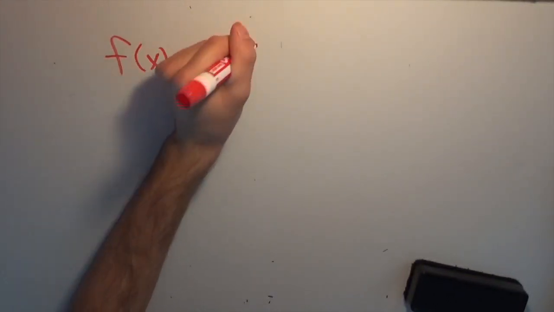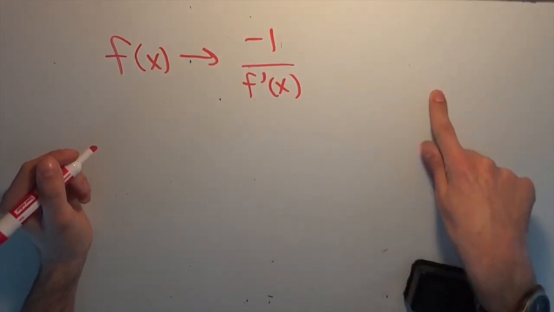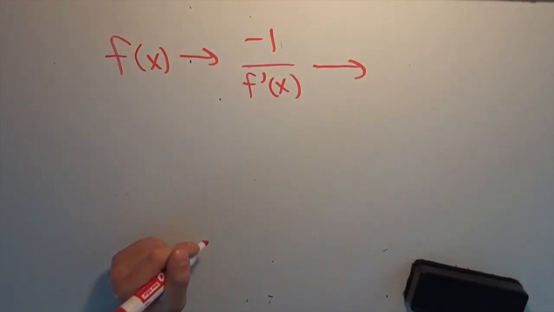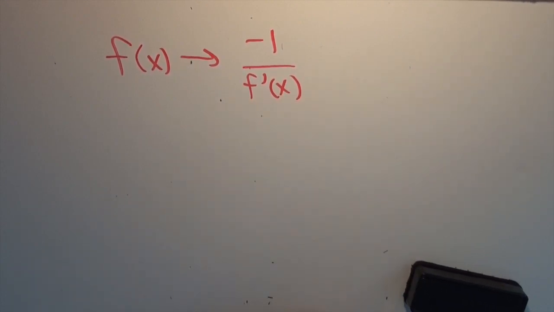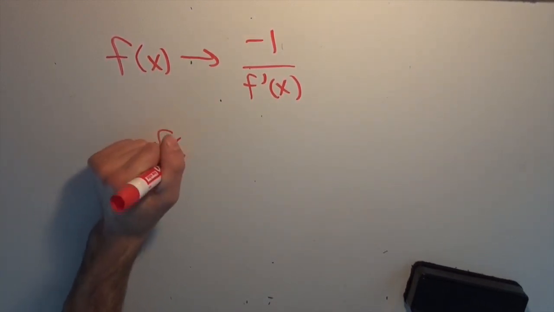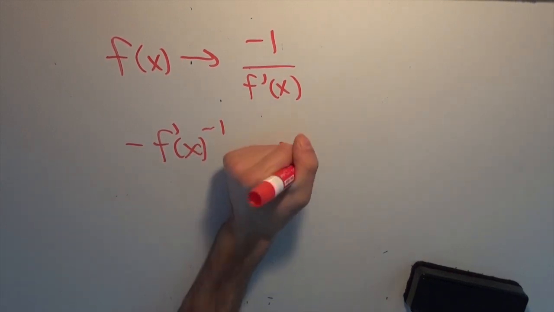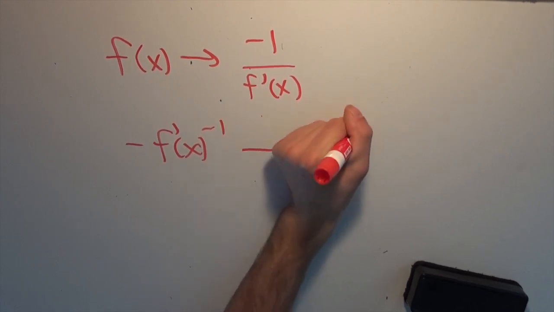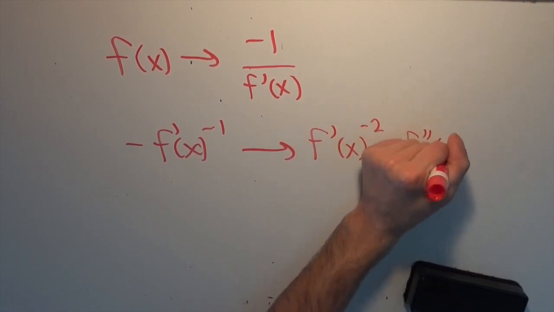you calculate the negative reciprocal of its derivative, and then you take this function and calculate the negative reciprocal of that derivative. Let's see, what's the negative reciprocal of the derivative of this function? Well, this is negative f prime of x to the negative 1. So if we take the derivative of this, we get negative 1 times negative 1 times f prime to the negative 2. So we get f prime of x to the negative 2. And then we multiply by the derivative of the inner function, which just gives us the second derivative.